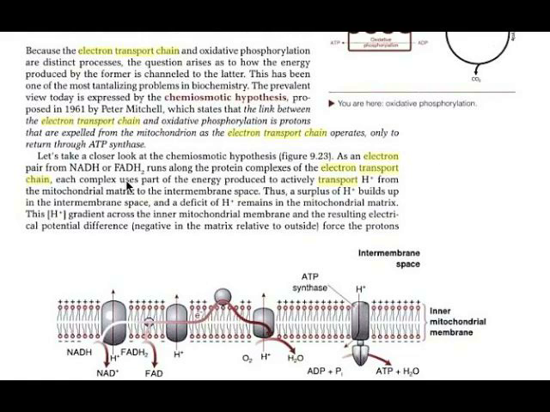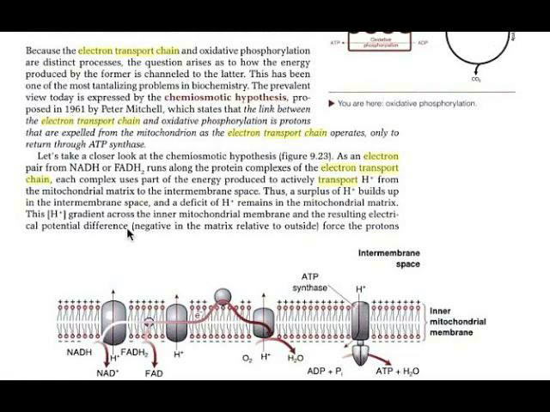An electron pair, don't worry about these things, runs along the protein complex of the electron transport chain. Each complex uses part of the energy produced to actively transport H+ from the mitochondrial matrix to the intermembrane space. Thus, a surplus of H+ builds up in the intermembrane space, and a deficit of H+ remains in the mitochondrial matrix. This H+ gradient across the inner mitochondrial membrane is the result of electrical potential differences.